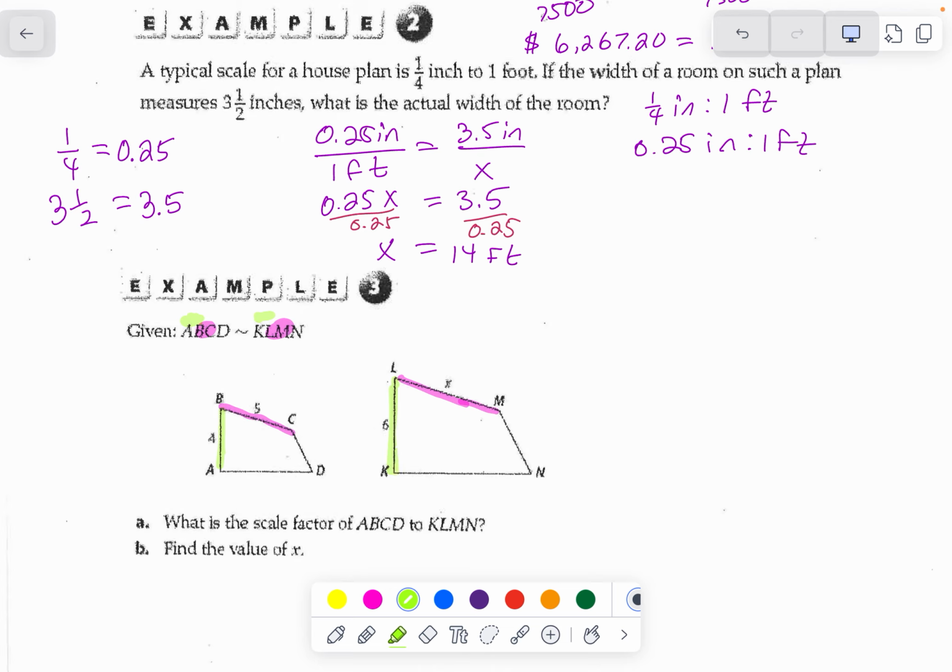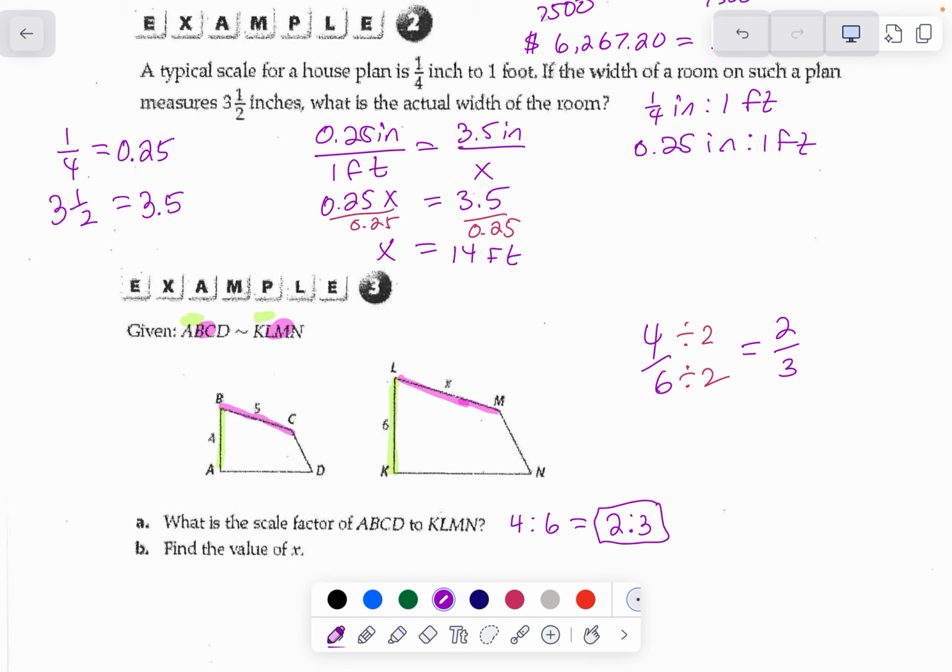First, let's do the scale factor. If we go from the little to the big, like they've said, A, B, C, D to K, L, M, N, it is 4 to 6. But 4 to 6, what can both of those numbers be divided by? 2. So let's divide them by 2. If we divide the top by 2, we get 2. Divide the bottom by 2, we get 3. The scale is 2 to 3.